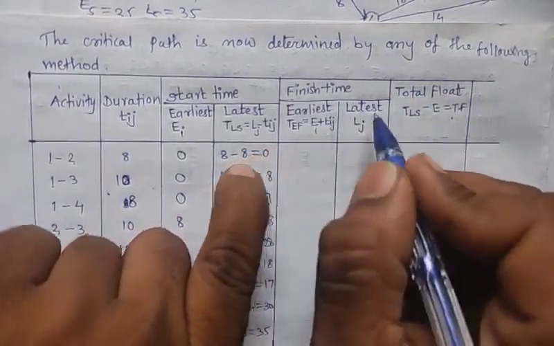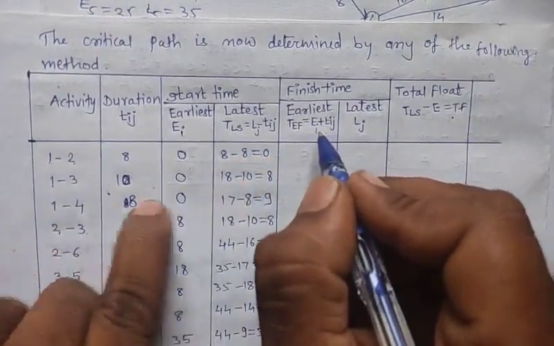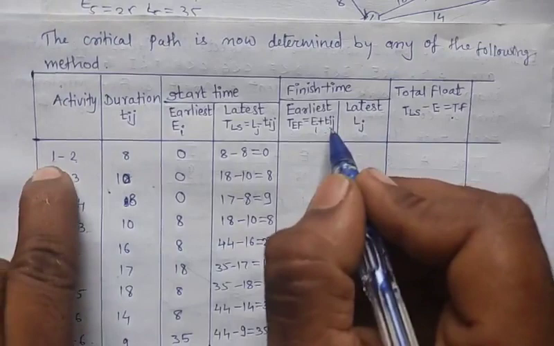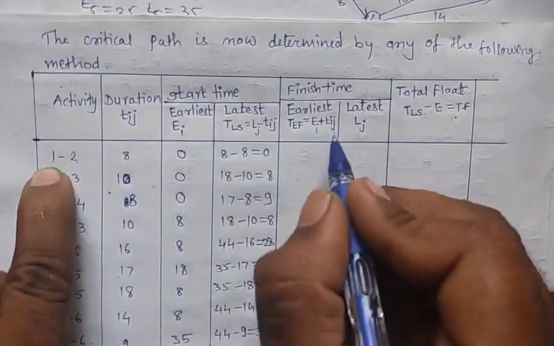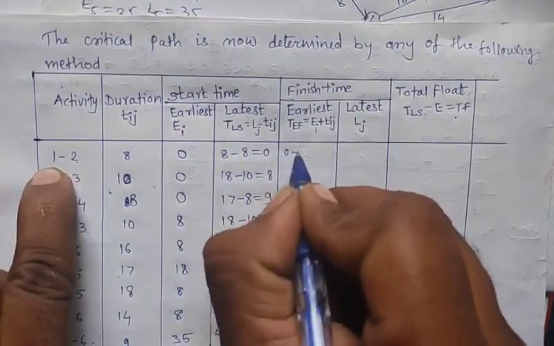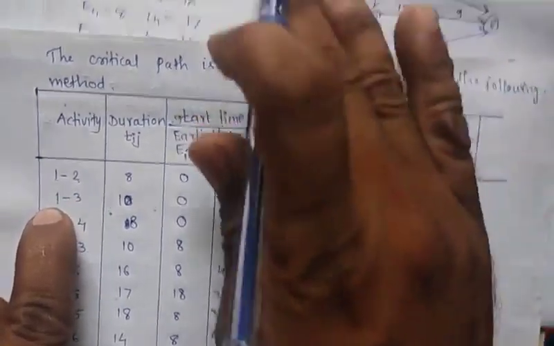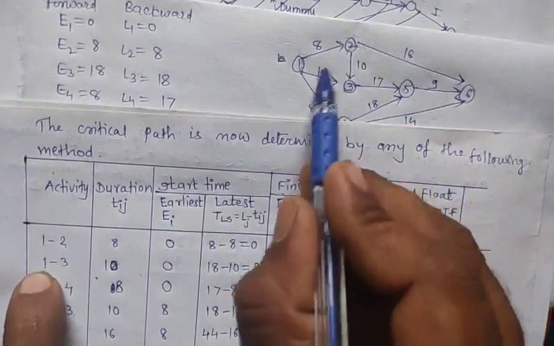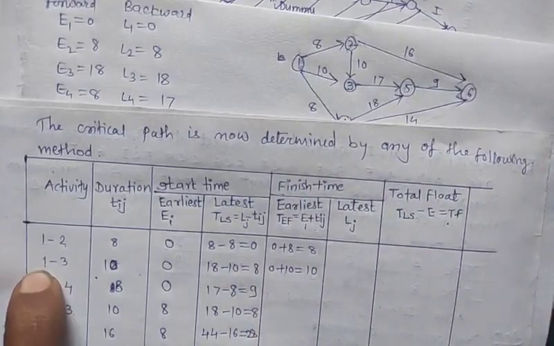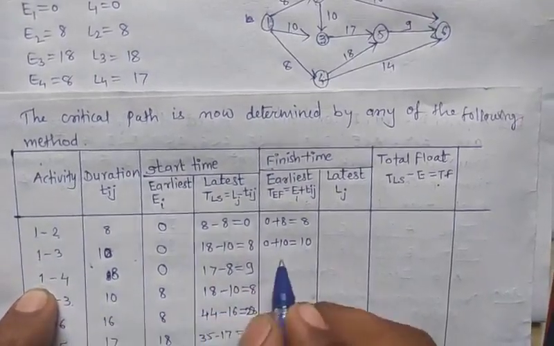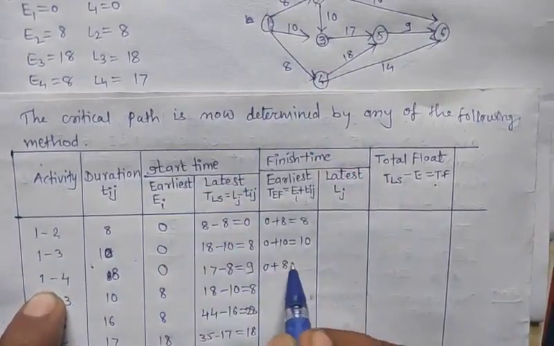So in that earliest and latest, it has formula TEF is equal to EI plus TIJ. So EI means what? E1 plus T12. E1 has value 0 and T12 is 8. So 0 plus 8 equal to 8. Next 0 plus T13, in this table T13 has value 10. 0 plus 10 is equal to 10. Next 0 plus T14, T14 has value 8, which is equal to 8.